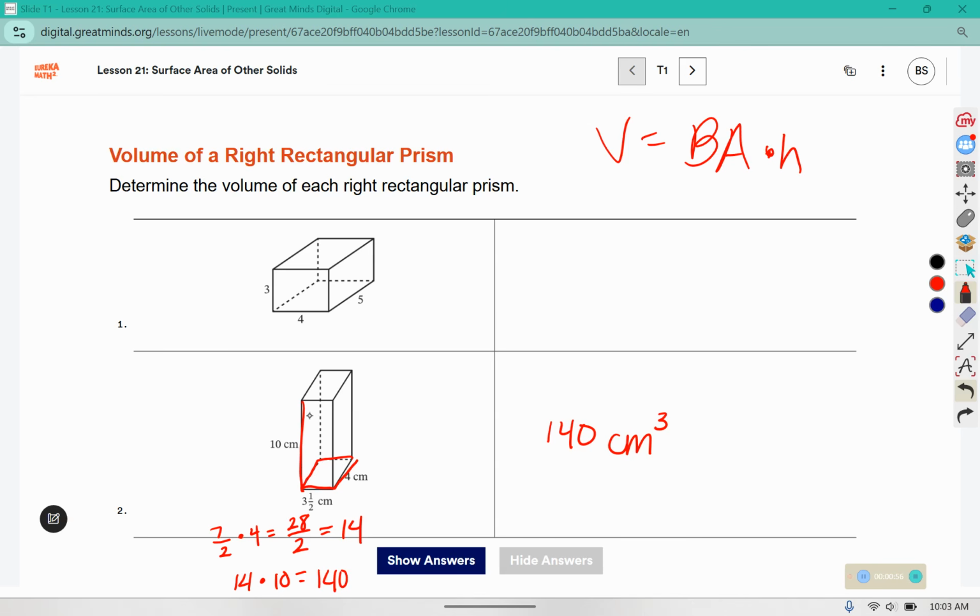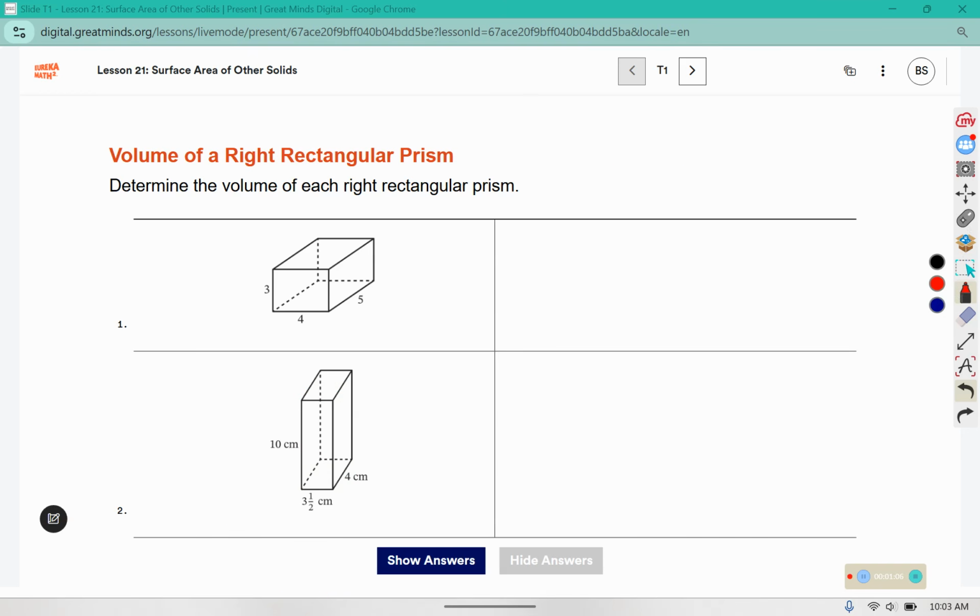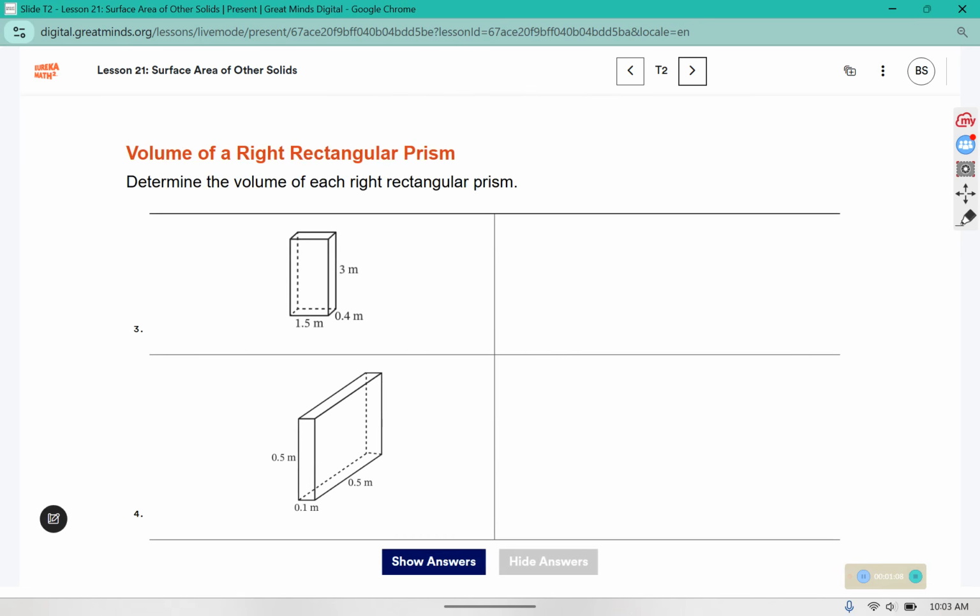Remember, volume is that three-dimensional space that's filled in inside of a solid. Complete problem 1, as well as 3 and 4.